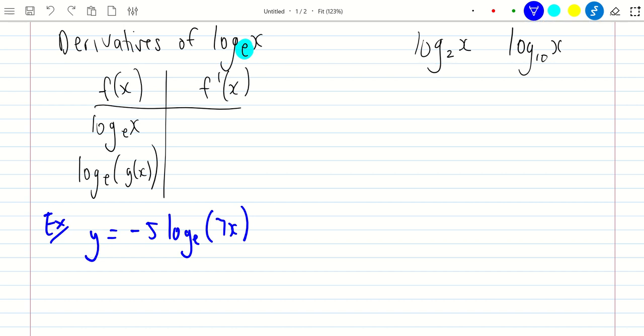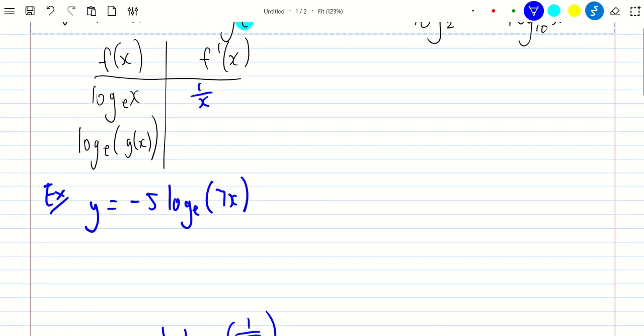Just quickly, if you've got log e x, the derivative of log e x is something really nice. It's just 1 over x. It's beautiful. The proof of that will be somewhere else, but for today I'm just showing you how to find derivatives. So the derivative is just 1 over x, which is lovely.